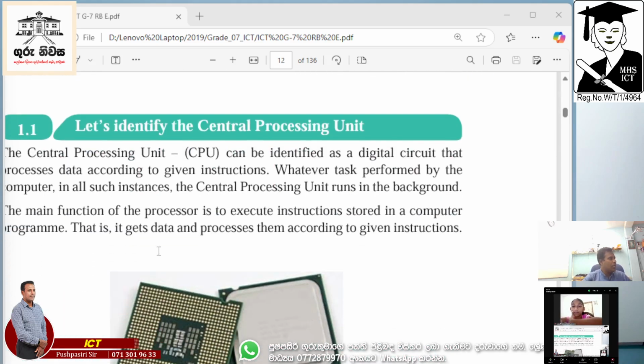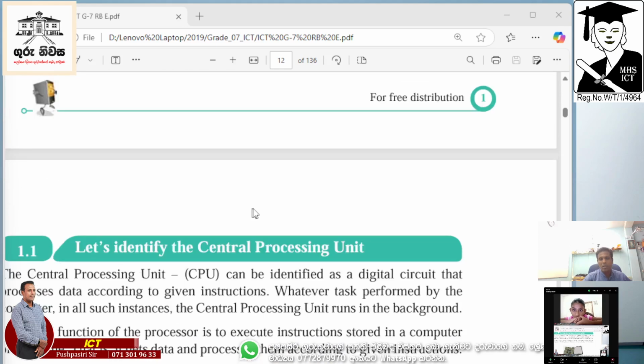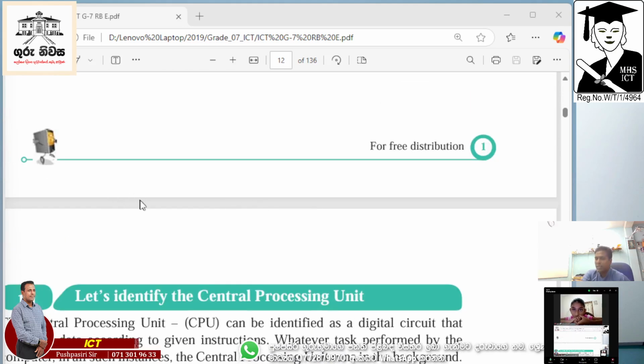Now here again, identify the central processing unit. So we are going to identify the CPU, right? Okay. Shall we write down a small note about what is a central processing unit?